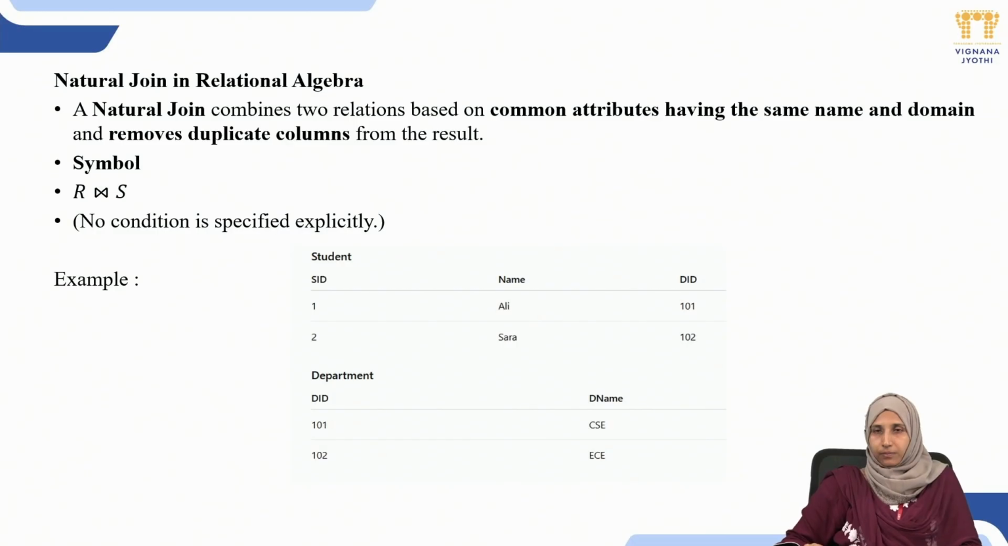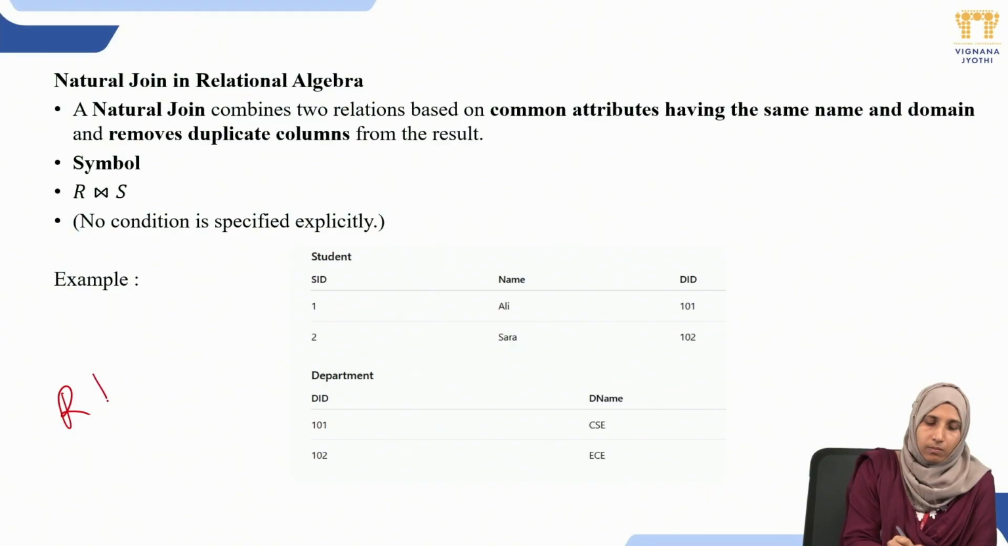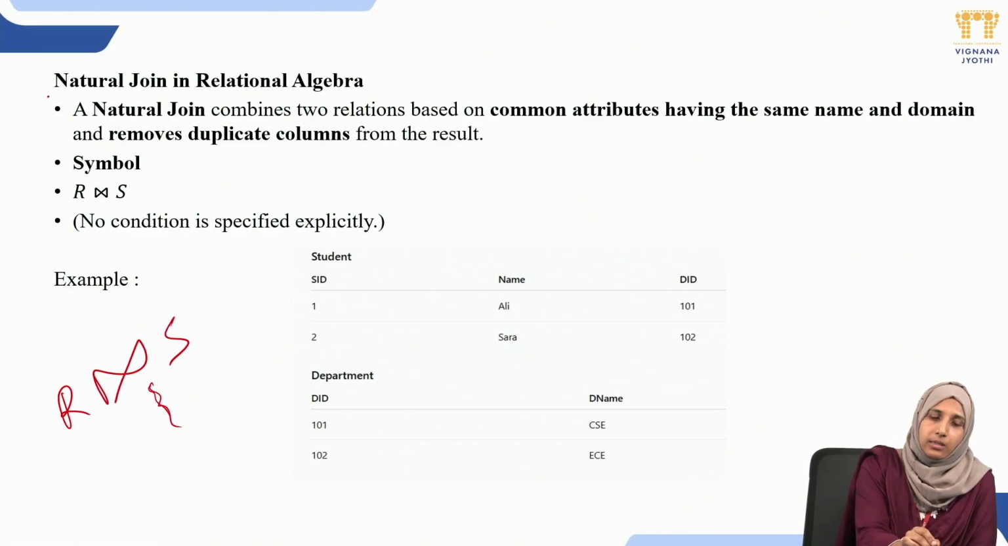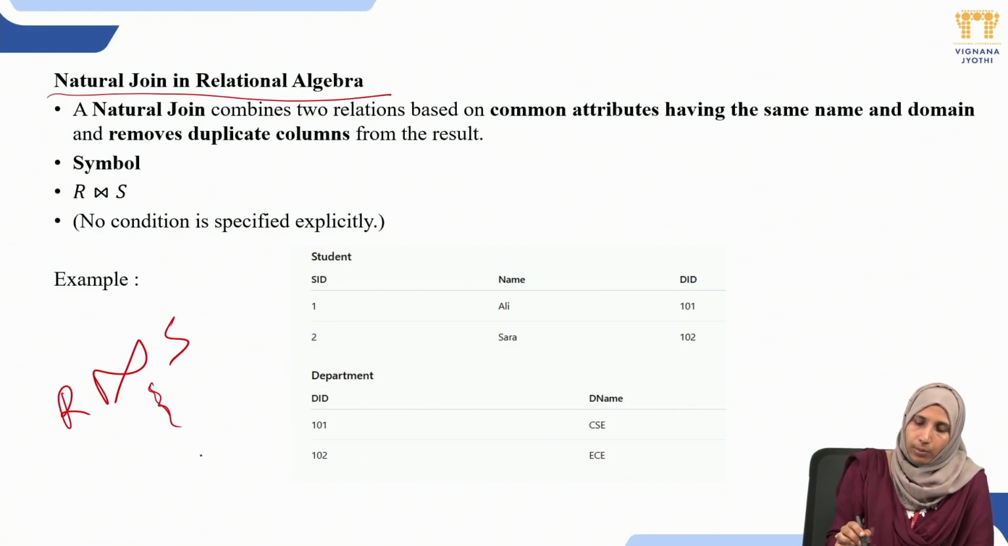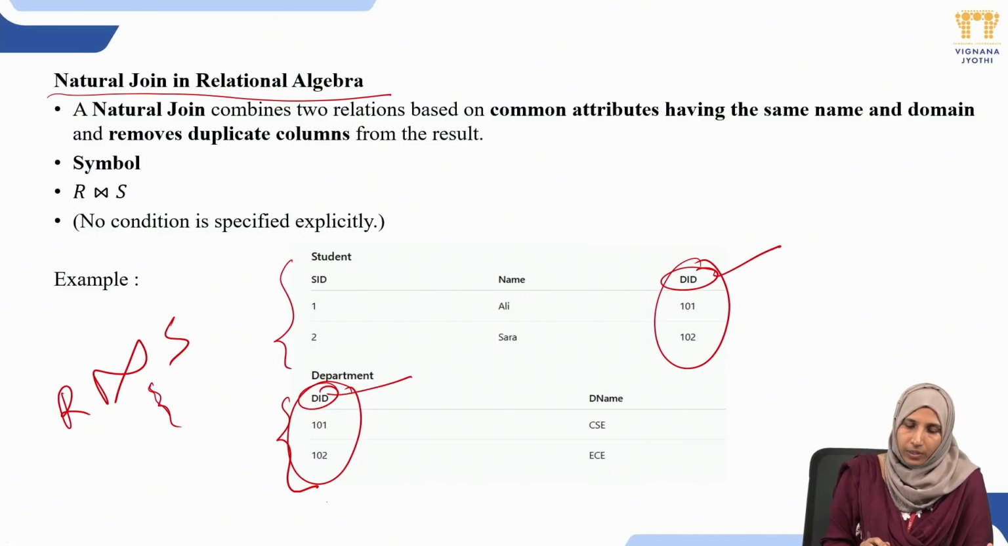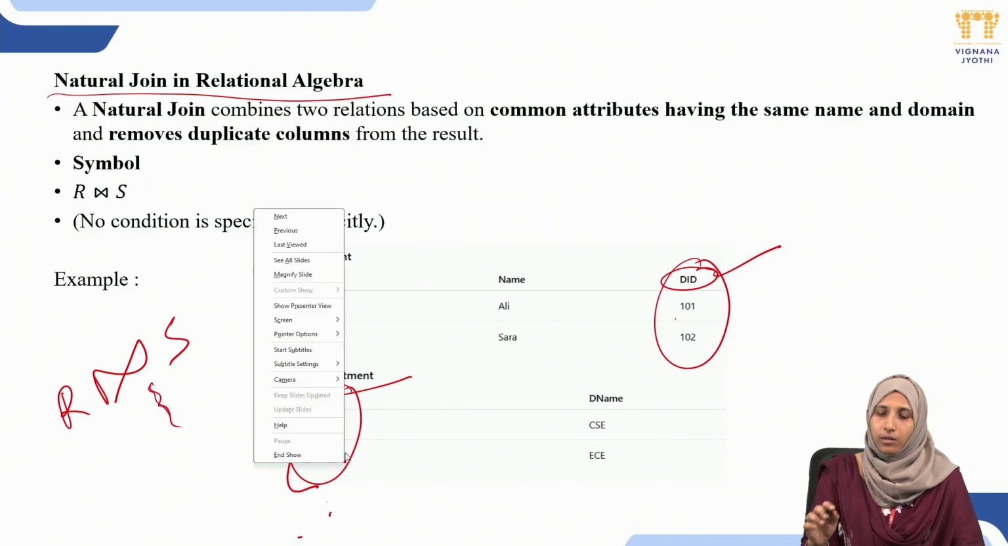Third one is natural join. This is the most used join in relational algebra, even in SQL. The benefit in natural join is, see here, they haven't mentioned any condition. Since it is a natural join, whenever you want to apply natural join on any 2 tables, there must be a common column with the same heading, DID and DID. Then automatically it will apply the equi-join concept on these two common headings and it will perform the join operation.